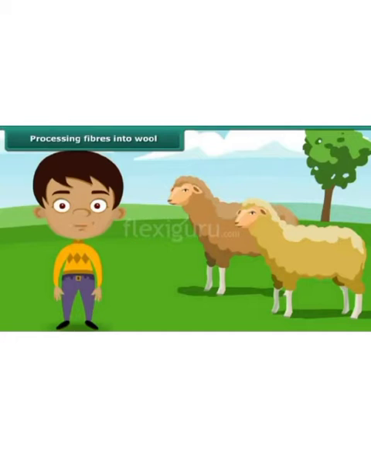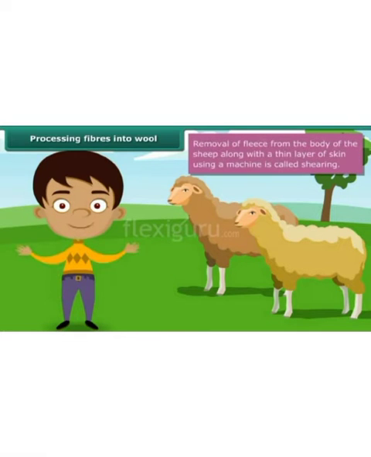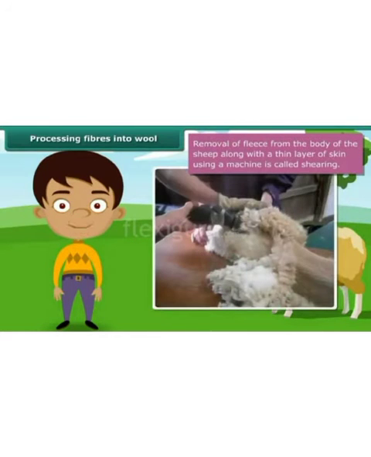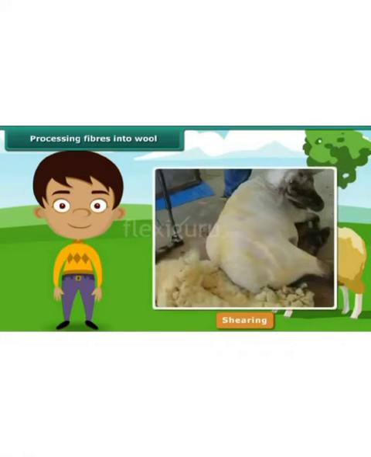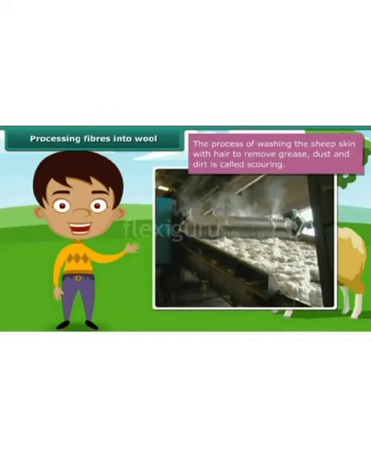In this video, we are going to see the processing of fibers into wool. The first step involved is shearing. Shearing means removal of fleece from the body of the sheep along with a thin layer of skin using a machine. During the process of shearing, the animal is not hurt. It is because we are removing the upper part of the skin, whereas the animal stays safe with the lower part of the skin. After shearing is over, the second process is scouring. The removed fleece contains a lot of grease, dust and dirt. In order to remove it, it is put in large tanks and washed.